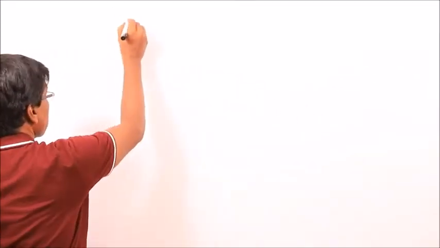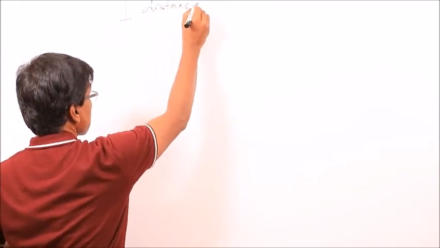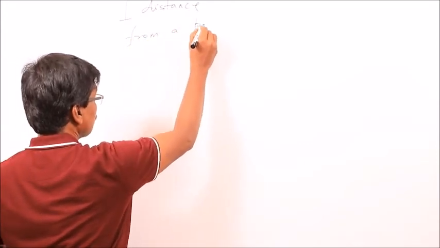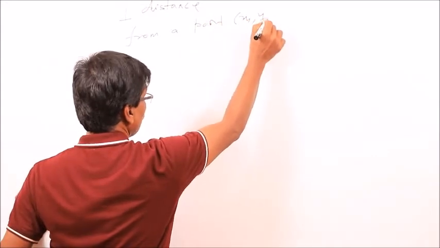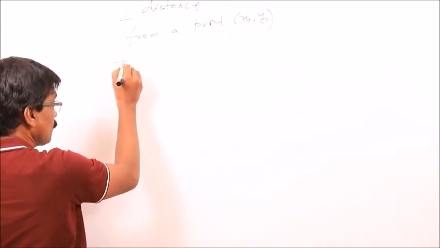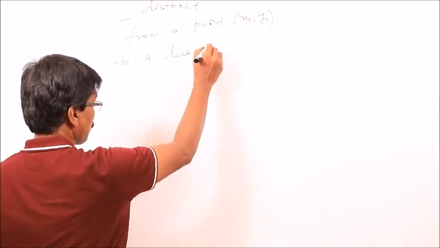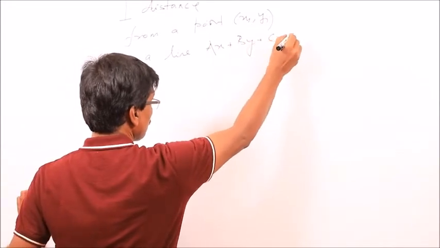Next we have perpendicular distance from a point x1 y1 to a line ax plus by plus c is equal to 0.